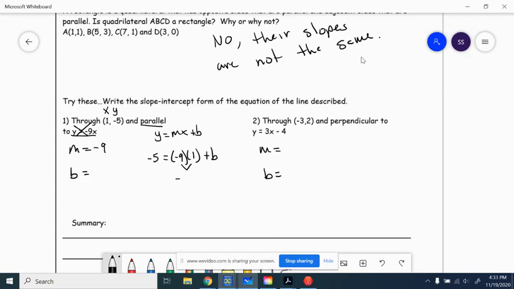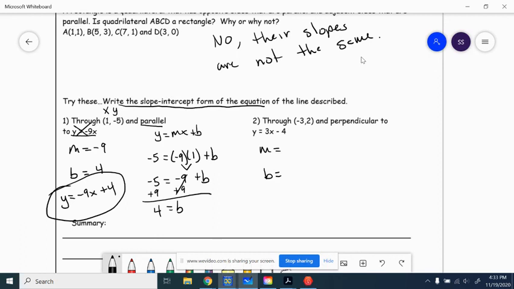-9 times 1 is -9. Drop down everything. Now we want to isolate b, so I need to get rid of this -9. So I'm going to add 9. I do it to one side, I have to do it to the other, and I'm left with b equal to +4. Now, we're not done here. The final answer is to write an equation in slope-intercept form. So y is equal to -9x plus 4. That is the equation of our line.